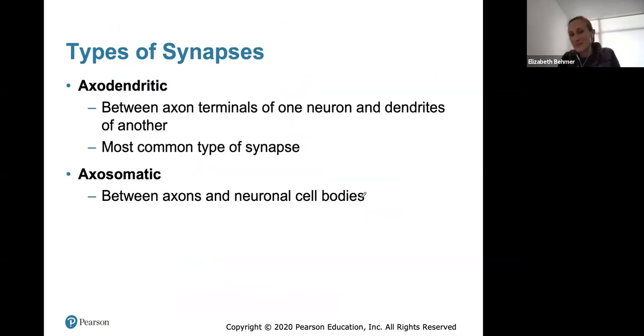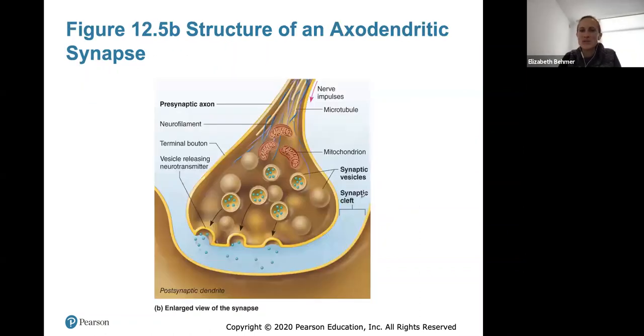We have different types of synapses. It can be axodendritic, which is between axon terminals of one neuron and dendrites of another, and this is the most common type of synapse. We can have axosomatic synapses between axons and neuronal cell bodies. So here's the structure of an axodendritic synapse. We have the terminal bouton and the synaptic vesicles, which are carrying those neurotransmitters. The synaptic vesicles will release the neurotransmitters across the cleft to bind to the postsynaptic dendrite.